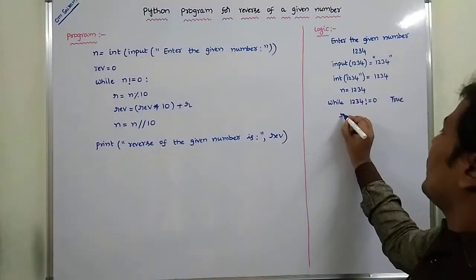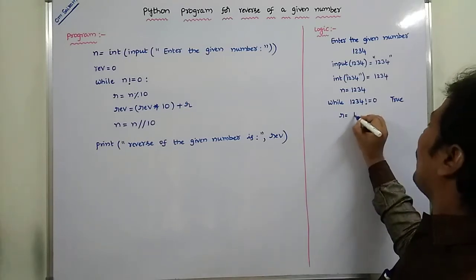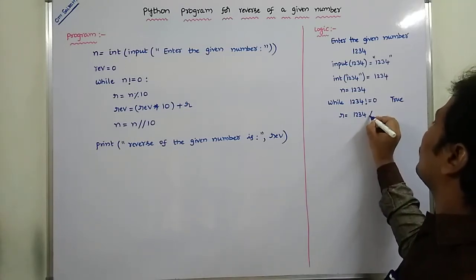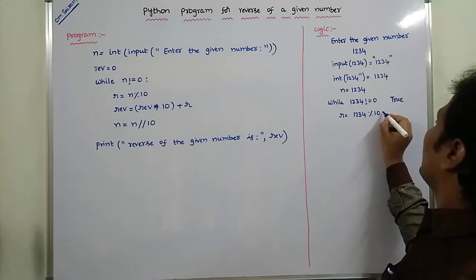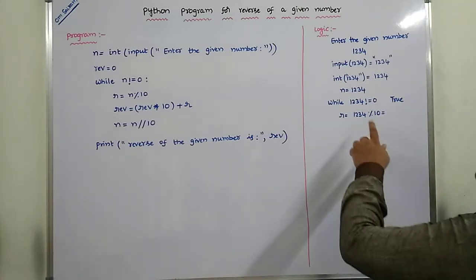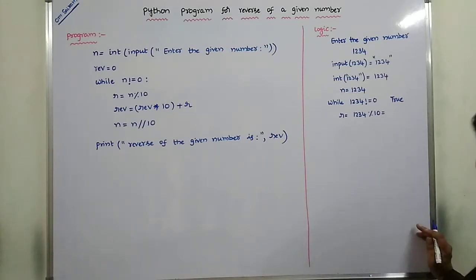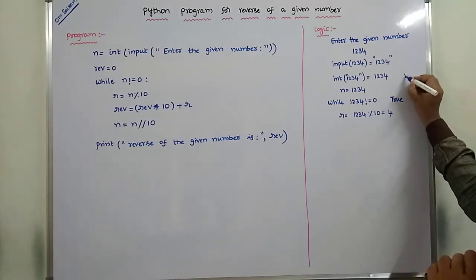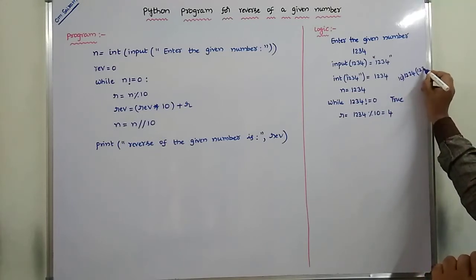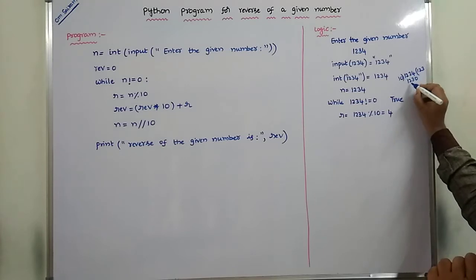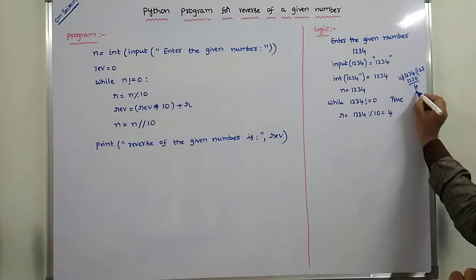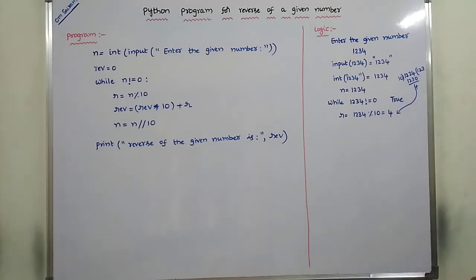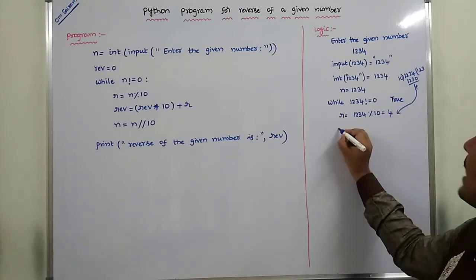Okay. Here R is equal to n modulus operator 10. 1234 modulus operator 10. What is the value we are getting? So 1234 can be divided by 10. What is the remainder we are getting? That remainder value is 4. Okay. So 10 into 123 is 1230. So the remainder is 4. This remainder value can be put in here. R value is 4. Okay. Next.